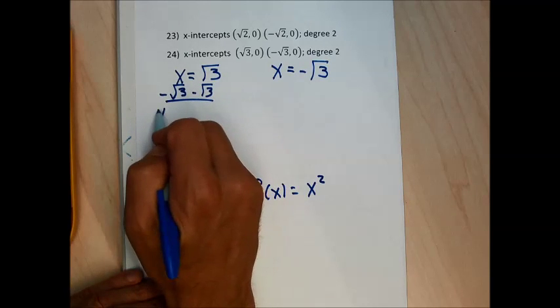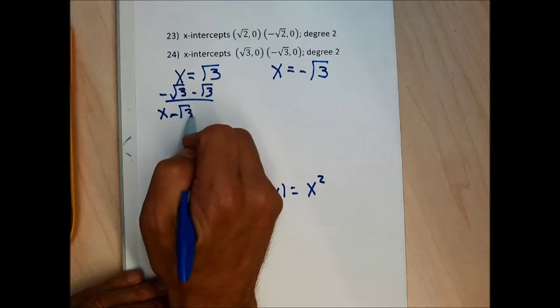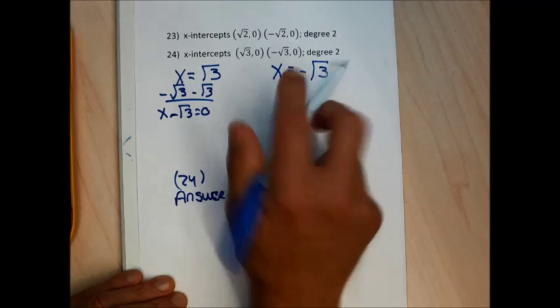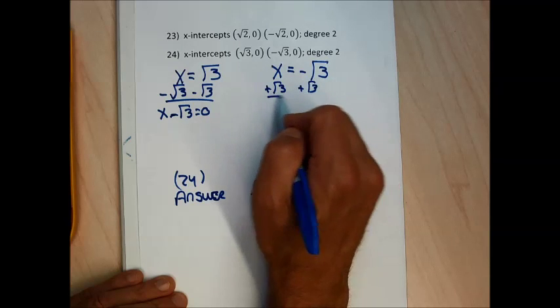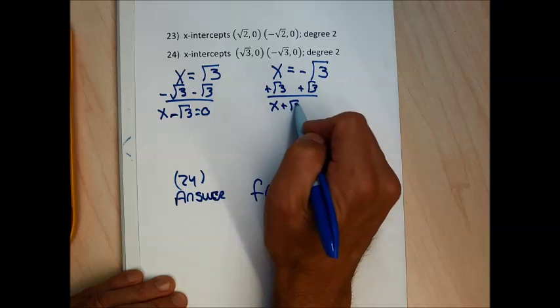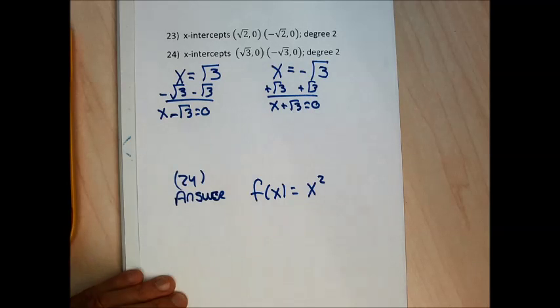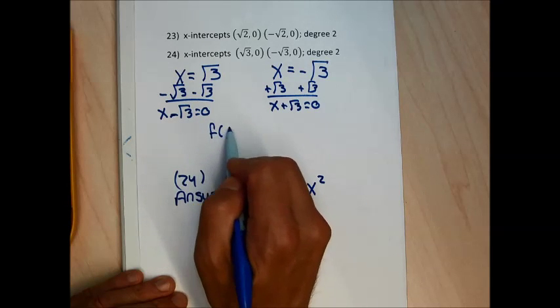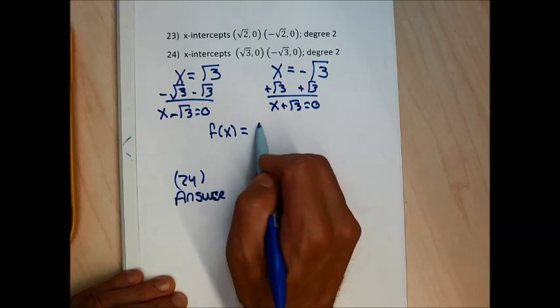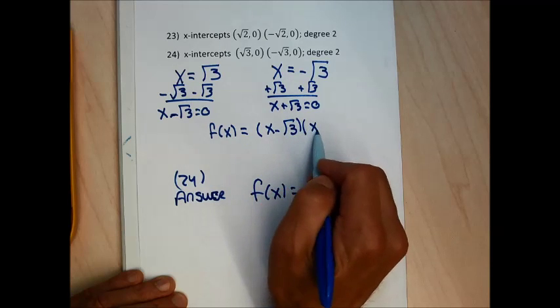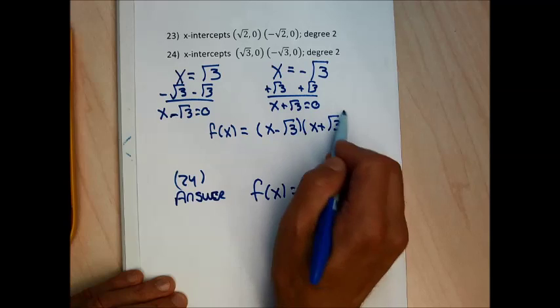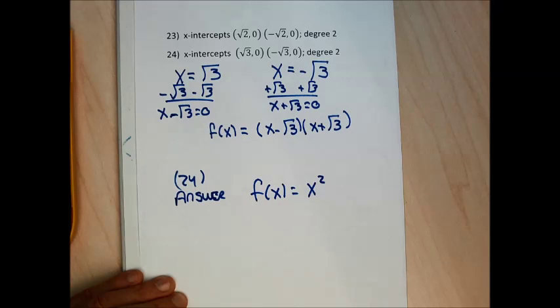This is going to give me x minus square root of 3 equal to 0. This one I'm going to add square root of 3 to both sides and get x plus square root of 3 equal to 0. The function that I need to create is going to be the product of x minus square root of 3 times x plus square root of 3. I'm going to FOIL this to get my answer.